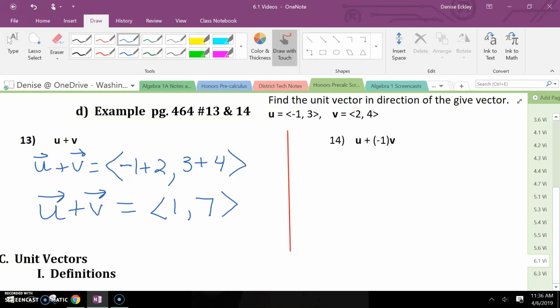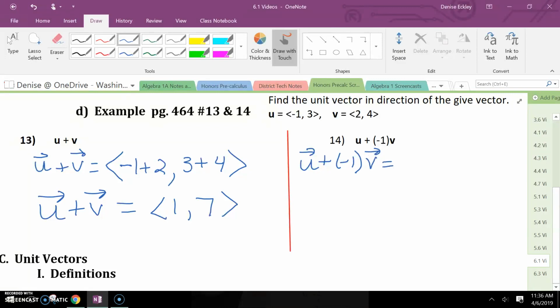So that's number 13. Now number 14, we're going to add two vectors again, but first we're going to multiply vector v by a scalar or a number which is -1. So we want to do that first. So we are going to take vector u plus -1 times vector v.